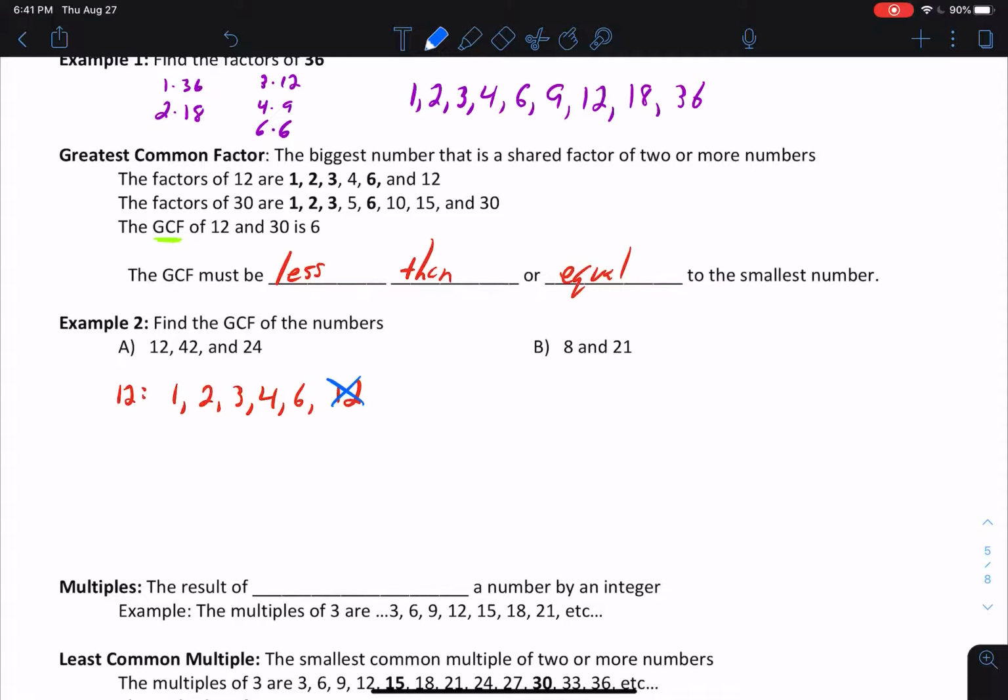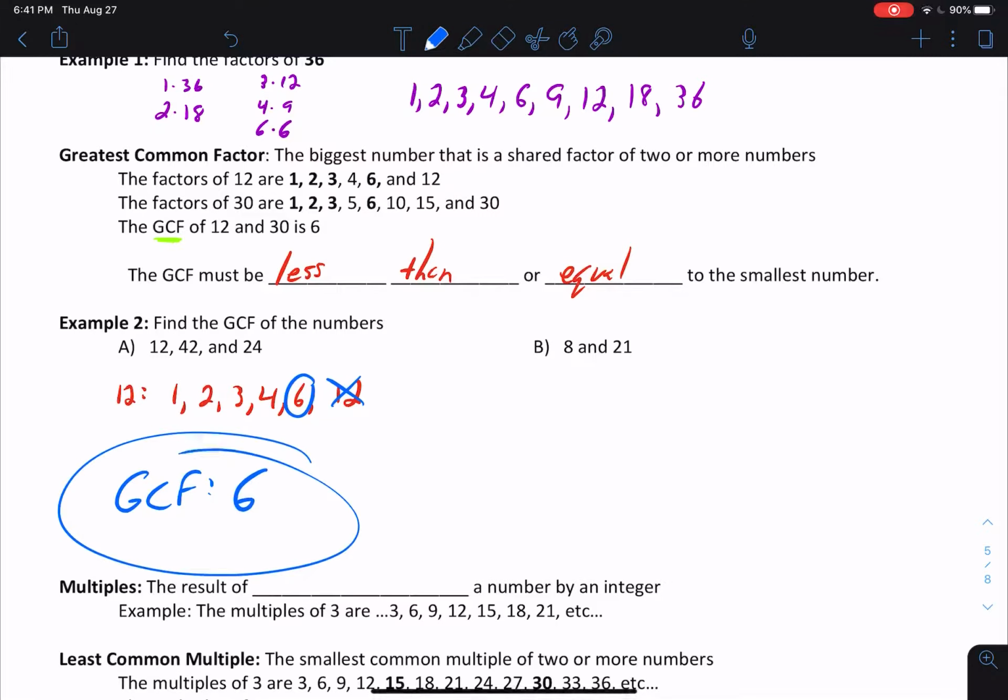So next up is 6. 6 goes into 12. Does 6 go into 42? So we take 42 divided by 6 and we get 7. So 6 does go into 42 evenly. Now we ask ourselves, does 6 go into 24? Well, 24 divided by 6 is 4. So 6 goes into all three of these numbers nicely. So the greatest common factor, the biggest factor that's shared amongst all three of those numbers, is 6.